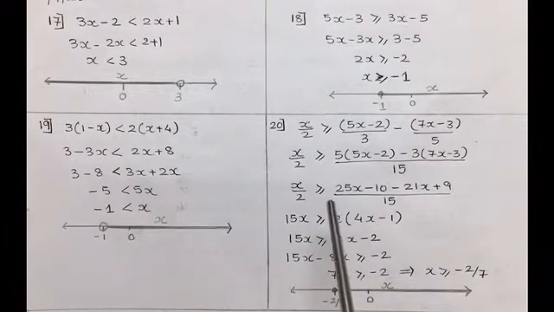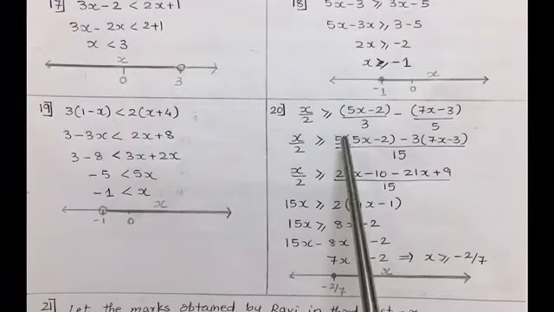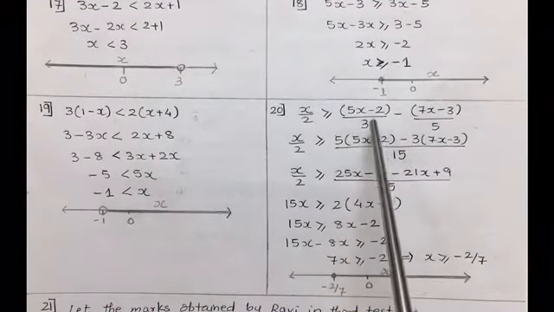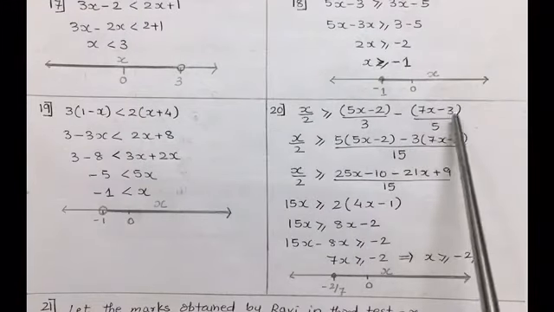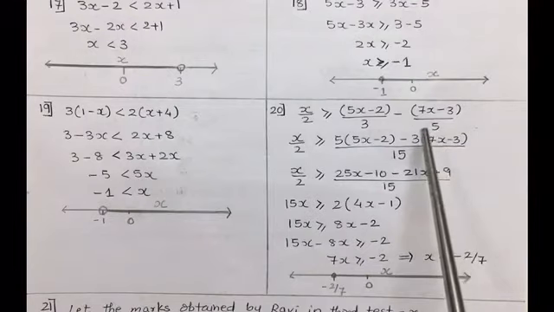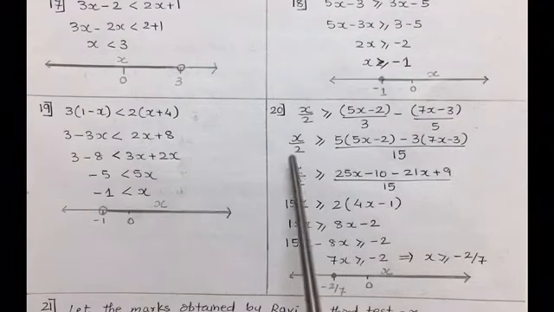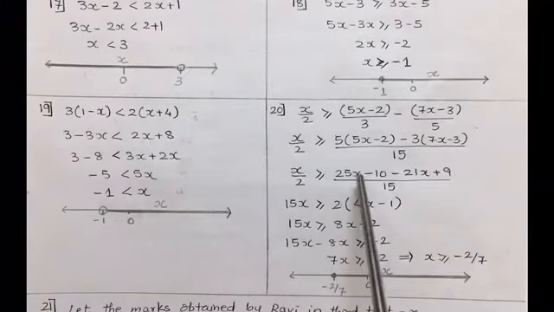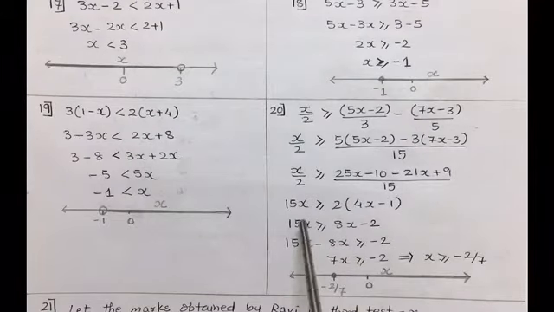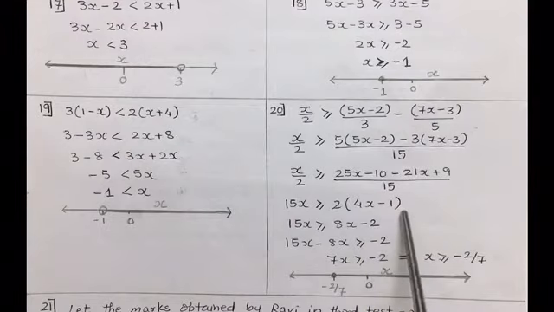20th one, x by 2 is greater than or equal to 5x minus 2 divided by 3 minus 7x minus 3 divided by 5. Taking the LCM, solving it, then shifting 15 the other side to this side, we get 15x greater than or equal to 2 into 4x minus 1.